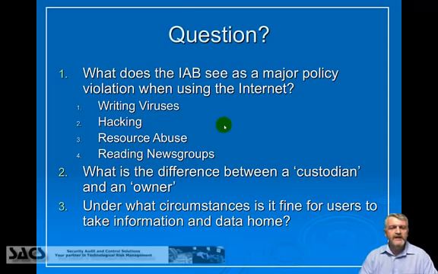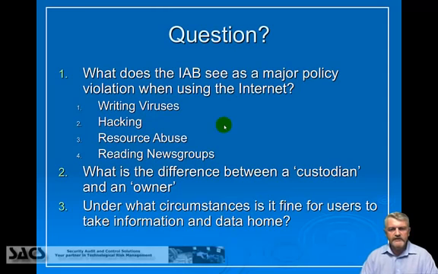It said, what does the IAB, which is the Internet Advisory Board, see as a major policy violation when using the internet? 1, writing viruses, 2, hacking, 3, resource abuse, and 4, reading news groups. The answer there, you got your pick, it's resource abuse. So the IAB, what you need to do is read the document, which is really a good starting point when you develop your policies in an organization.